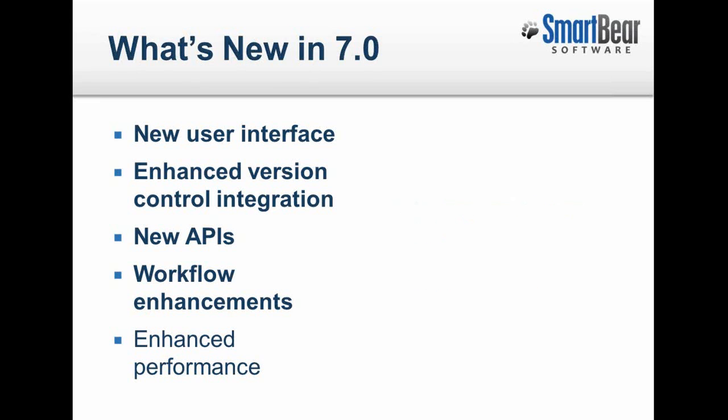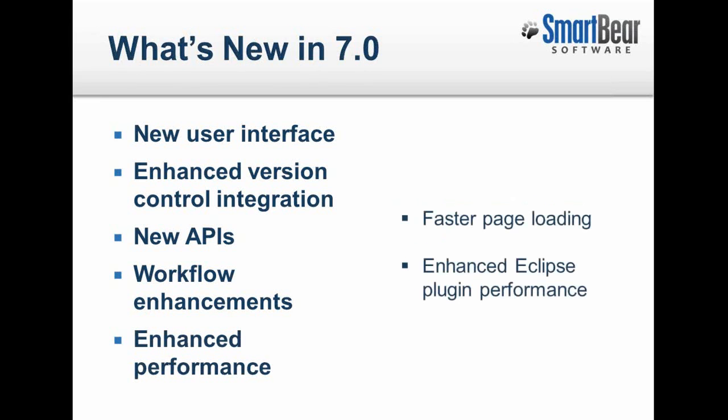Also, one of the things we've been able to do in 7.0, and this will be continued through subsequent releases this year, is enhanced performance. We've been doing a lot of work under the hood, and so you're going to see much faster page loading, particularly for large reviews. And a lot of the work that we've done on the APIs has paid off in enhancing our performance through the Eclipse plugin. Those are just a few of the highlights of some of the things we've done in 7.0.